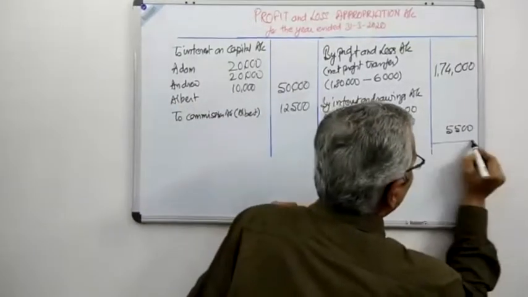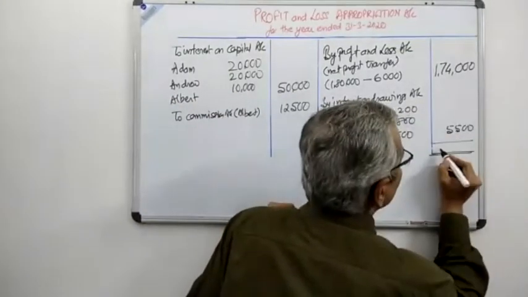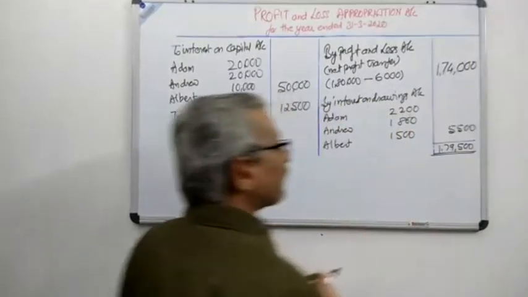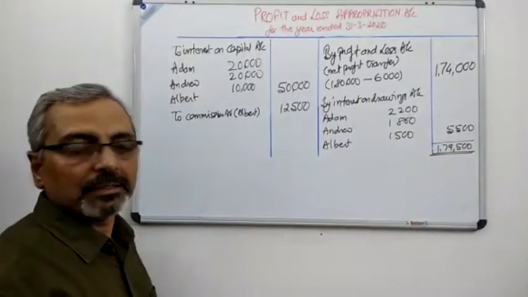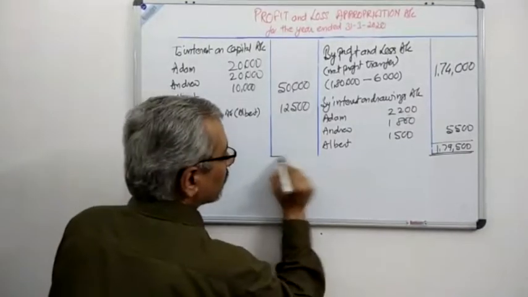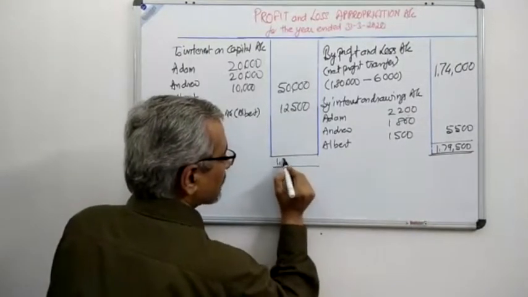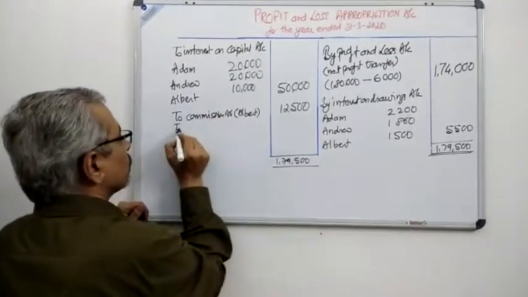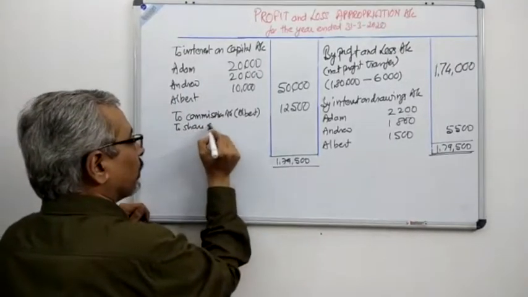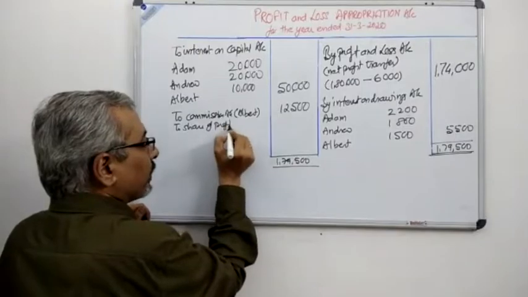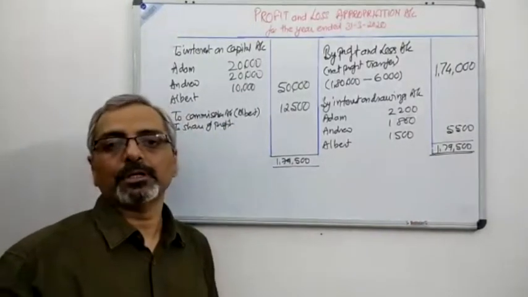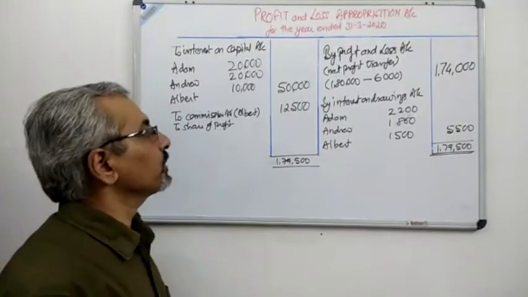Now, if we add the two figures, the total which we get is 1,79,500. 1,79,500 is the total. The share of profit will be transferred to the current account. Why? Because the capital is fixed. Now let us see what is the profit.